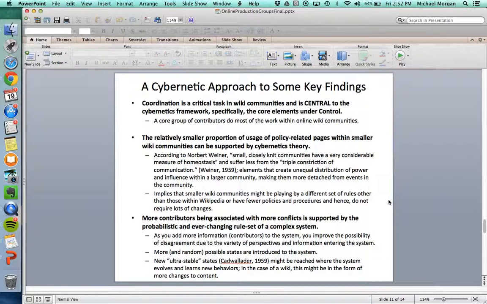Also, another thing that supports this finding is the new ultra-stable states that might be reached where the system evolves and learns new behaviors. In the case of a wiki, this might be in the form of more changes to content. So with more contributors being associated with more conflicts, introducing more randomness into the situation, you can actually reach new, different states, and the system itself is almost learning and innovating on itself.